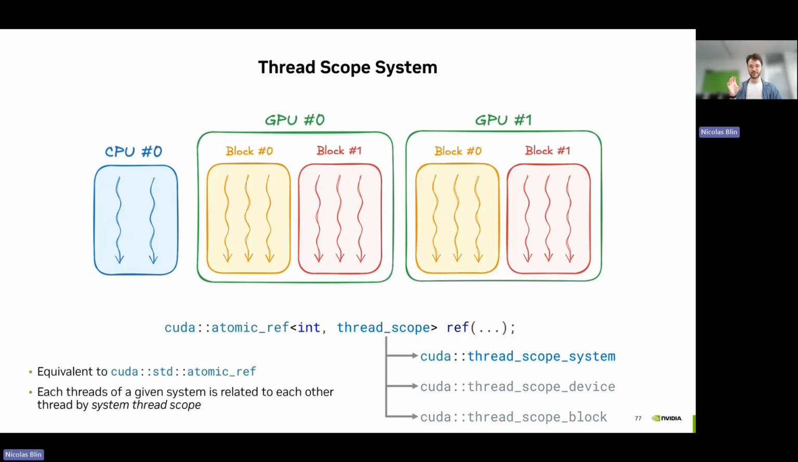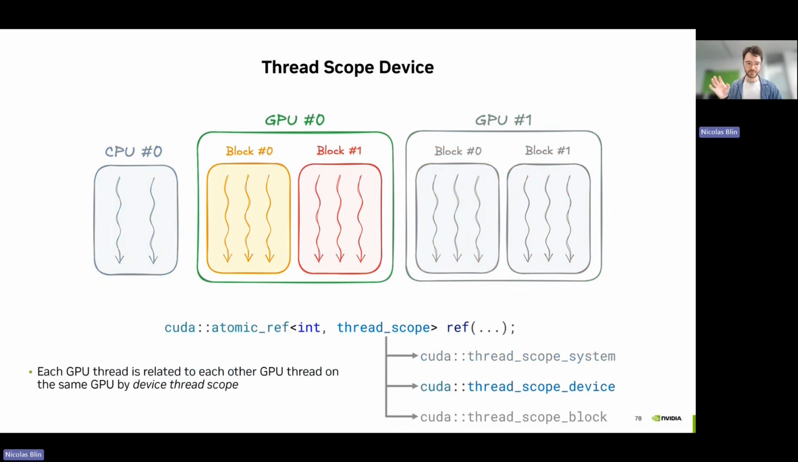A thread scope represents the set of threads that can synchronize using a given atomic. The scope could be the whole system, just the device, or even just a thread block. For instance, when all threads are related to each other for an atomic, you would use cuda::thread_scope_system. This means that a thread from any GPU can synchronize with any other thread in the GPU or even a CPU thread. It's the whole system. cuda::std::atomic_ref is actually the same thing as cuda::atomic_ref without the std, but with the system scope.